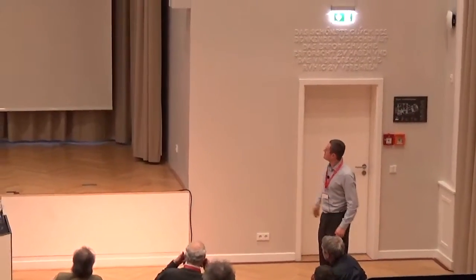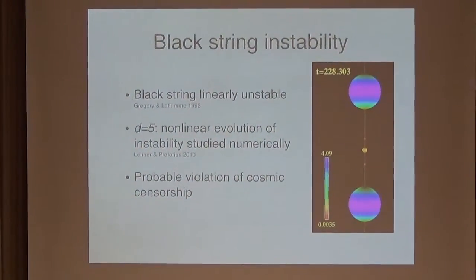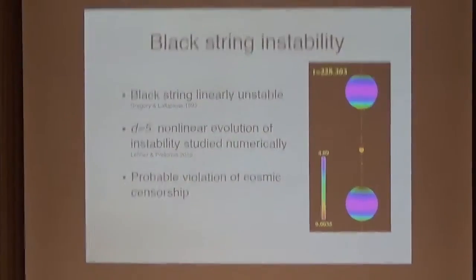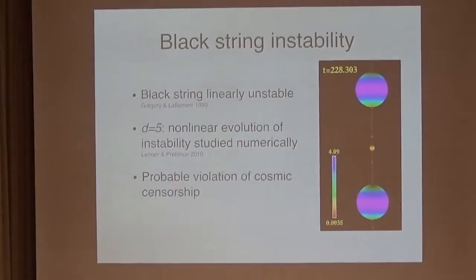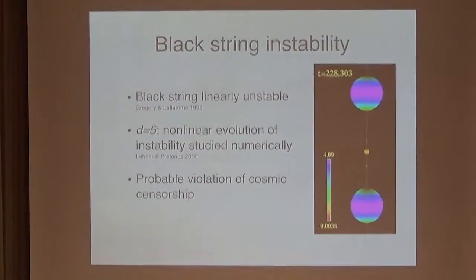I should say one slight caveat is that, of course, the string we're starting from here is infinitely extended. It's not asymptotically flat. So it would be nicer to see something like this in a truly asymptotically flat context. And that's what we'll be coming to at the end of the talk. Okay, that's the black string.